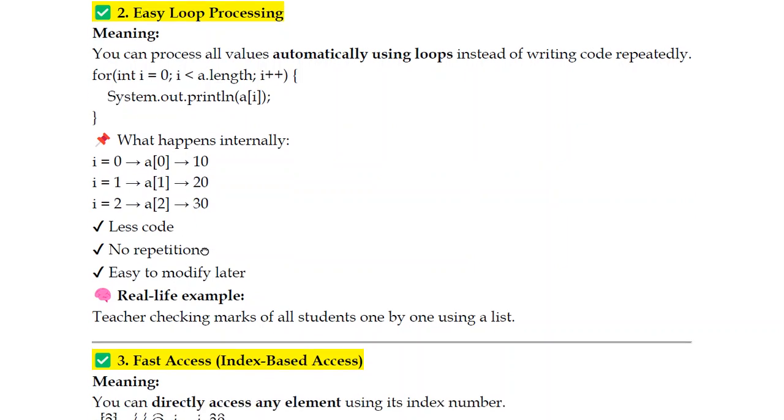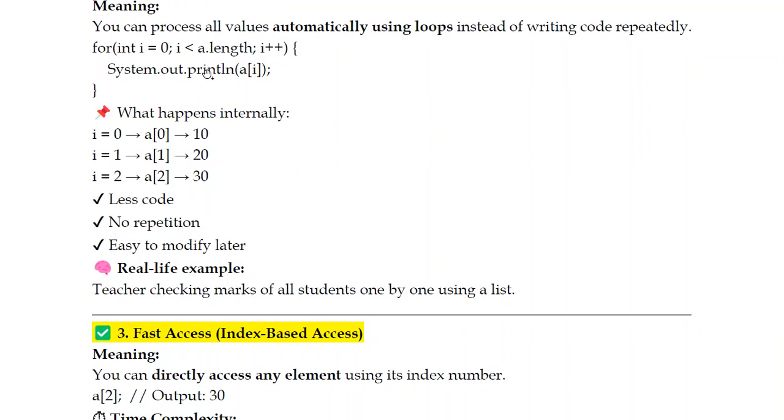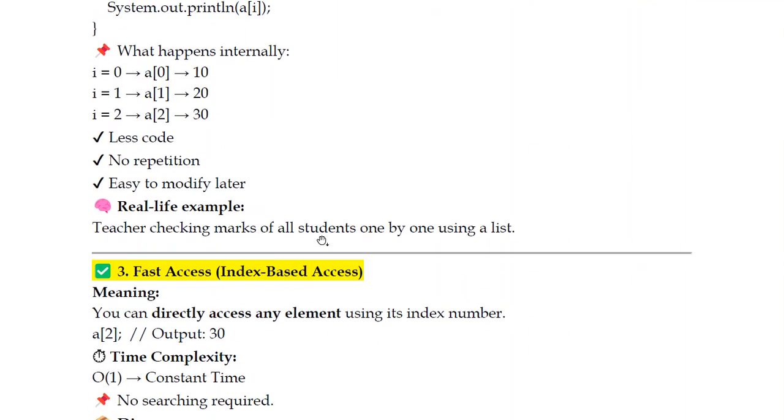By the help of index, you can easily retrieve these values A of 0, A of 1, A of 2. So lesser code, no repetition. Again, we are not going to write the System.out.println. Easy to modify later. Also, I can change the value A of 1 or A of 2. That is mutable. Example, teacher checking marks of all students one by one using a list.